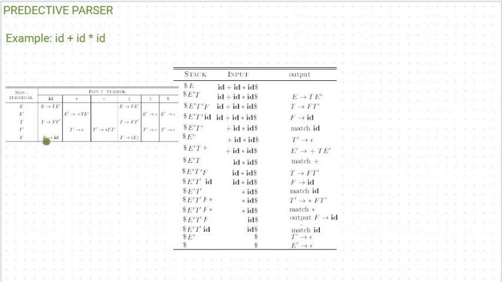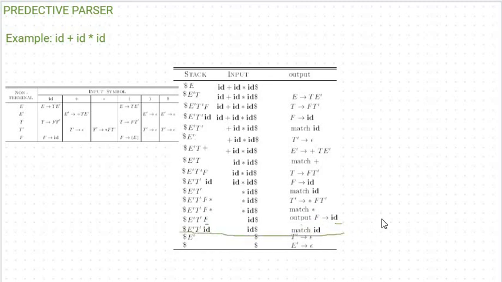So F and id. For F and id you have F tends to id. So what you have to do now, this stack's topmost symbol F should be popped and its corresponding production id should be pushed. So you'll be getting like this.